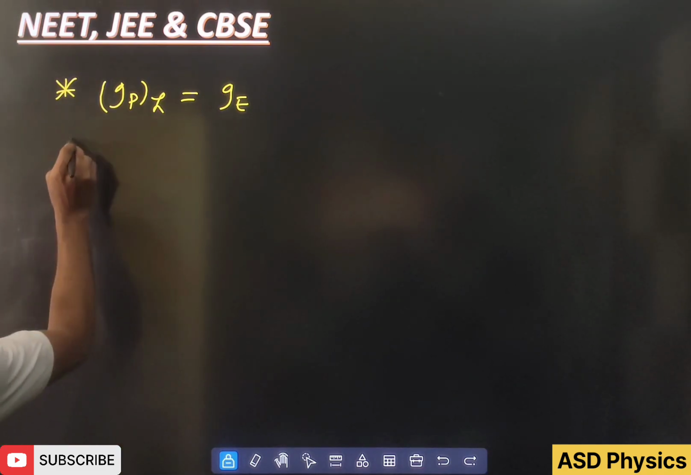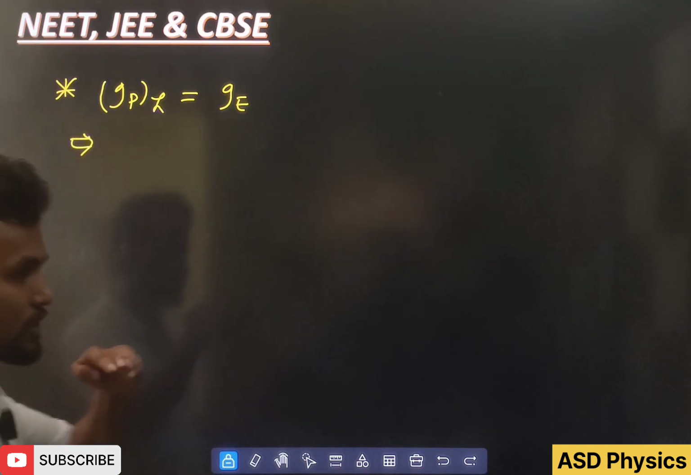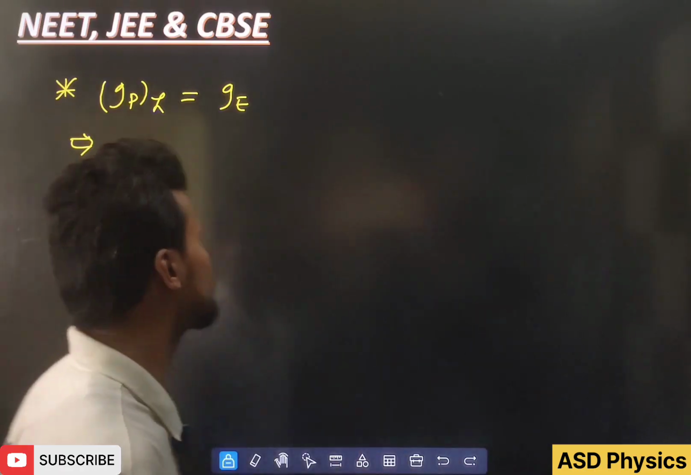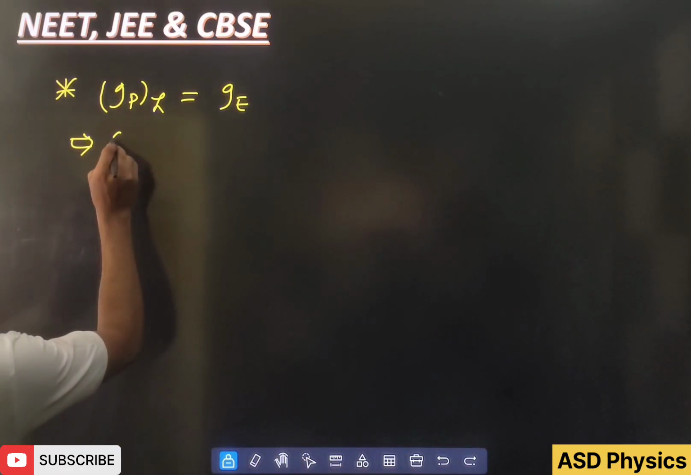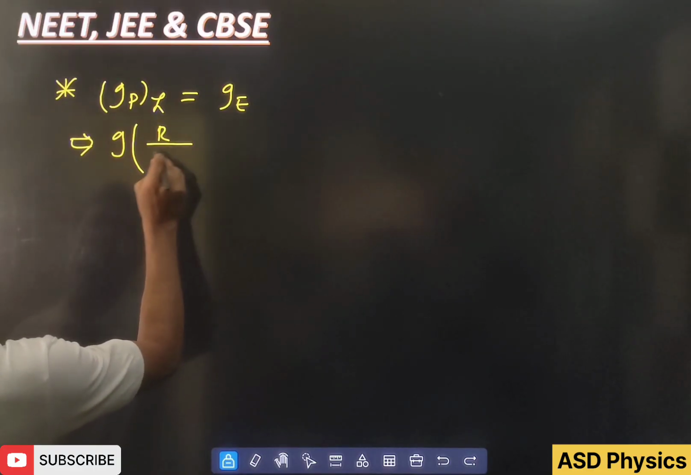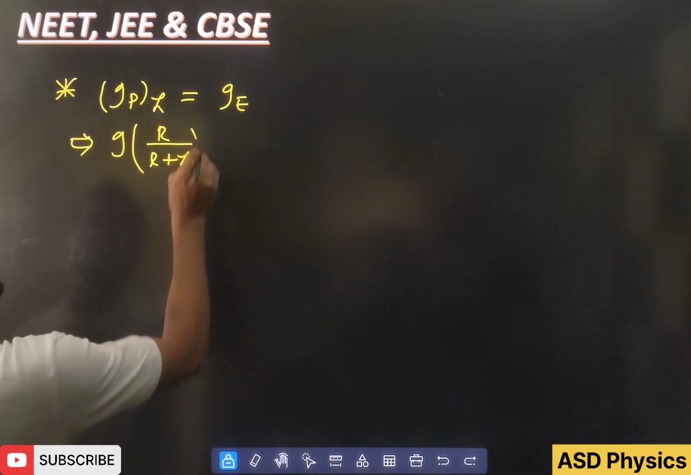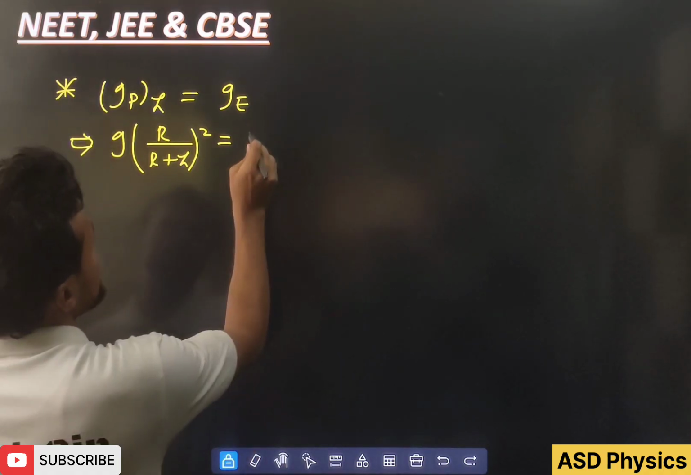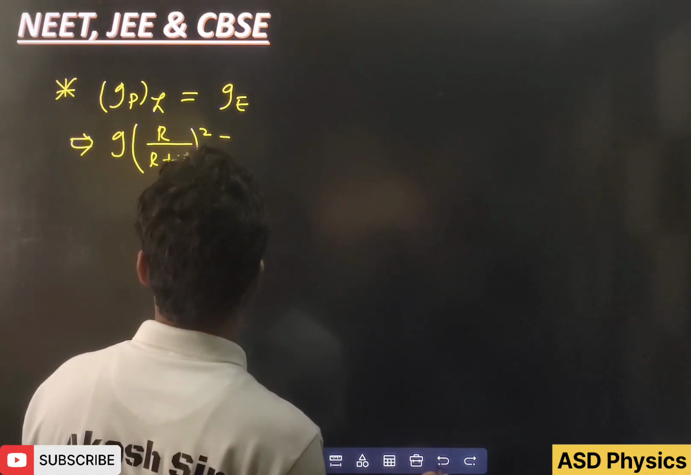Remember that on the pole, on the surface, gravity is g, independent of the rotation of the earth. And when we go to a height h, this becomes g by (r plus h) whole square. One more thing.